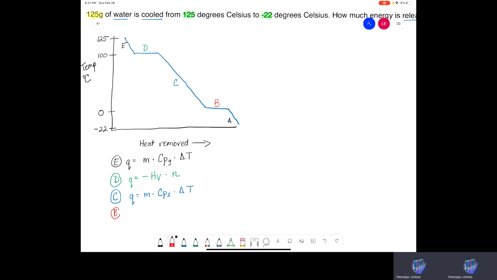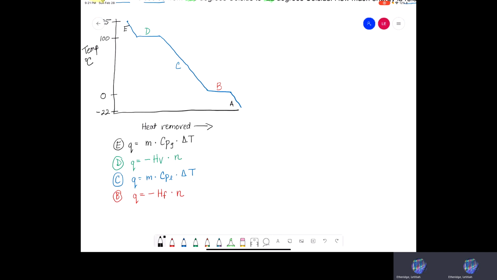B is going to be the heat of fusion, same thing as the heat of vaporization. In your heating curve, your heat of fusion would be positive. In your cooling curve, your heat of fusion is negative times the moles. And then your last section, that's going to be A, and that is a temperature change.